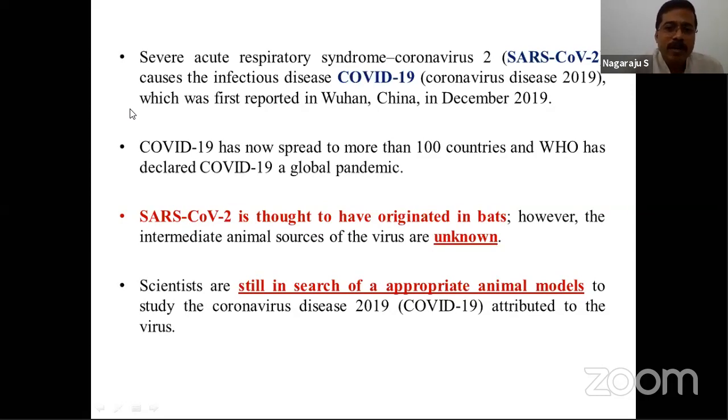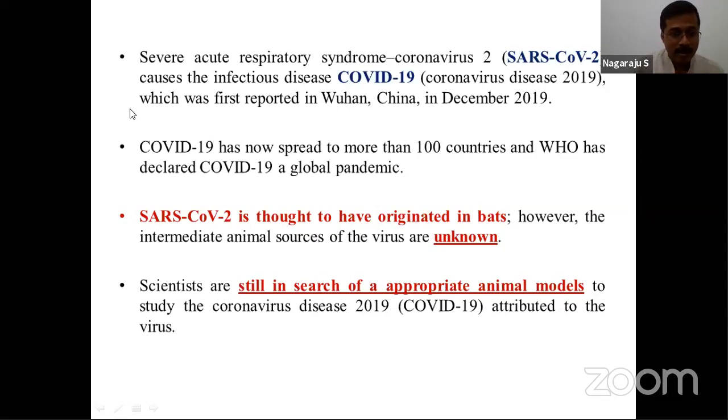Severe acute respiratory syndrome coronavirus 2, SARS-CoV-2, causes the infectious disease COVID-19, which was first reported in Wuhan, China in December 2019. COVID-19 has now spread to more than 100 countries, and WHO has declared COVID-19 a global pandemic. SARS-CoV-2 is thought to originate in bats. The problem, however, is that the intermediate animal source of the virus is not known. It originated from bats, but how it was transmitted from bats to the human system, we don't know.